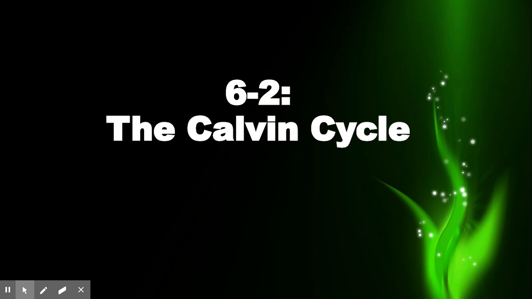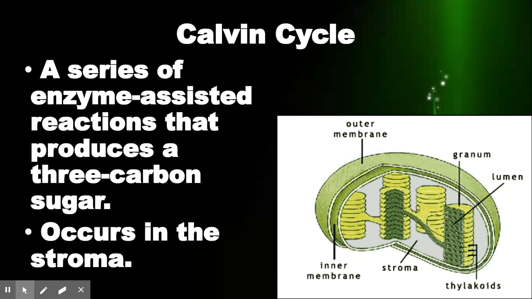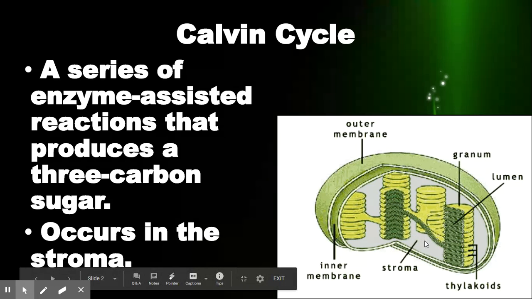In 6.2, we're going to look at the Calvin cycle, which is the second part of photosynthesis. We've looked at the light reactions, which is the beginning of photosynthesis that uses the water and the light. And now we look at the Calvin cycle, where the carbon dioxide is used. So first we need to look at where the Calvin cycle is going to take place. The light reactions take place in the thylakoid membrane, where the Calvin cycle is going to take place in this outer fluid, the stroma.